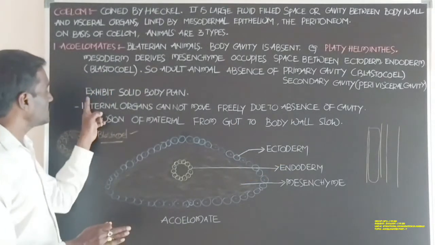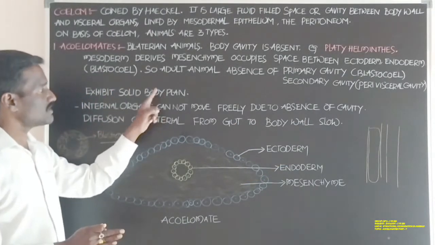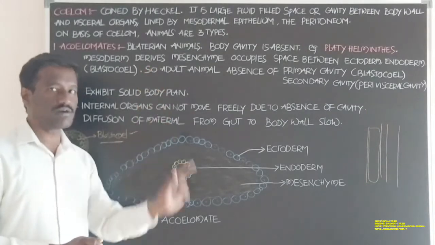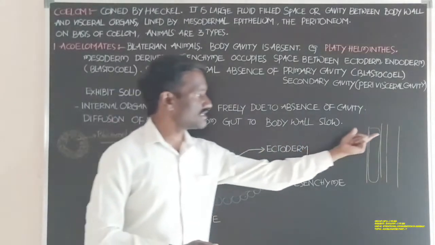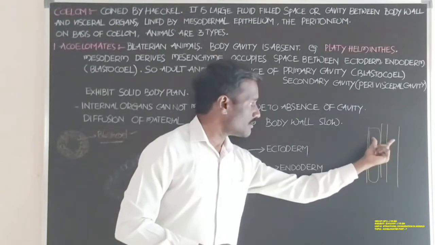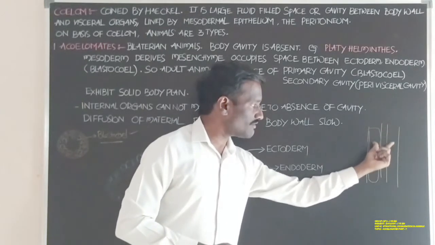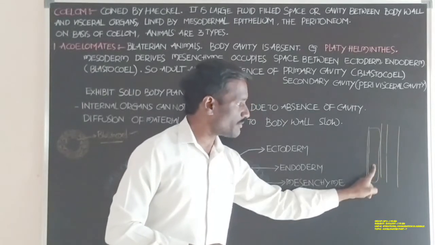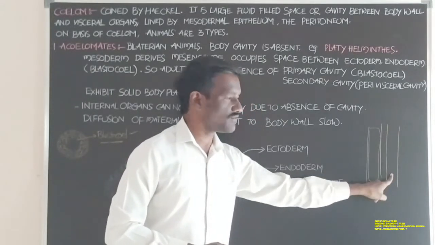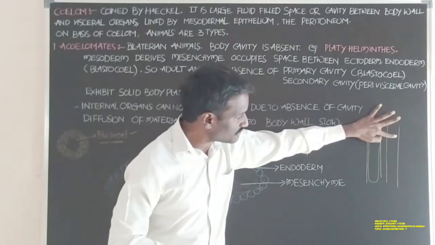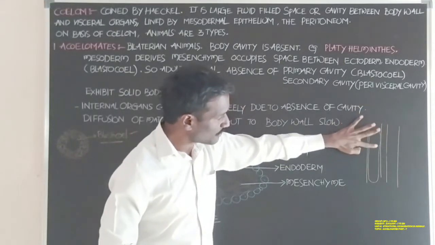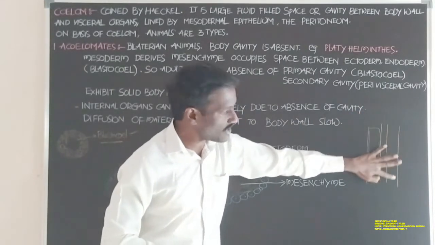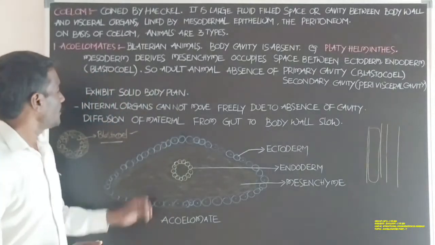These animals exhibit a solid body plan, because the total space is occupied by the mesenchyme fluid. This is the space filled with the mesenchyme fluid. The total space is filled with the mesenchyme fluid.